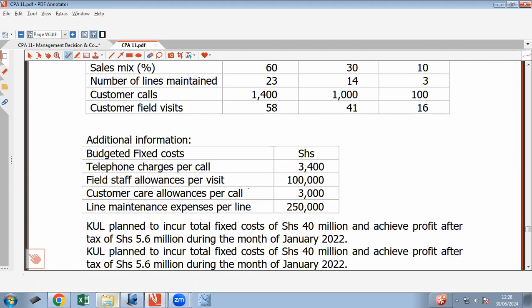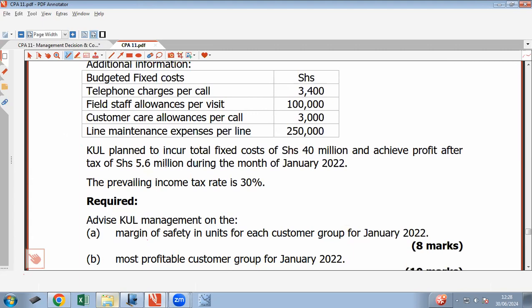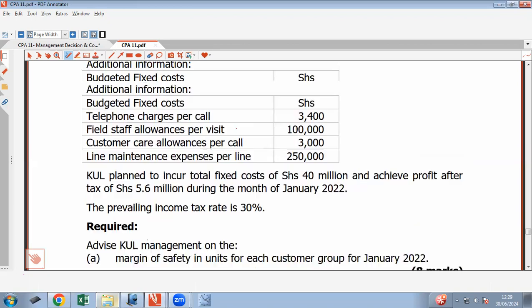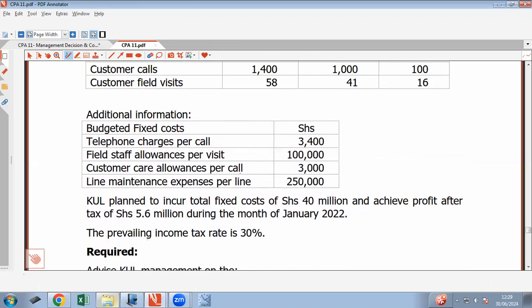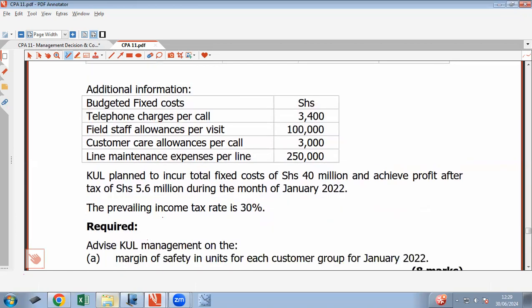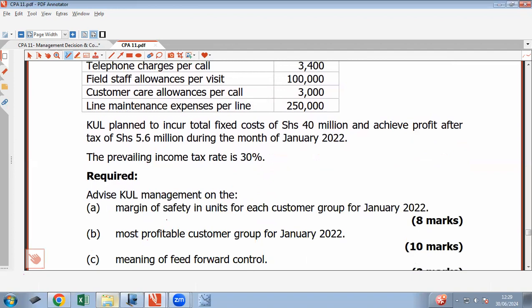And now let us do it. I don't know if I've confused you. If they had not put this per call, per visit, per line, then we would have had to compute the overhead absorption rate for each of them. Correct? Good. Cool plan to incur total fixed cost of 40 million and achieve profit after tax of 5.6 during the month of January. The prevailing income tax rate is given, but it's not a big deal to us. So let us work out.